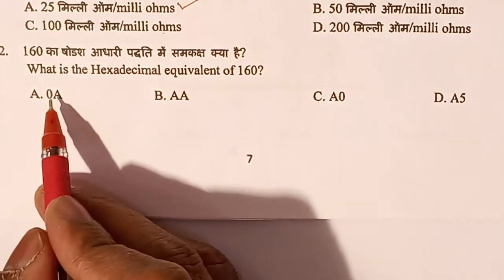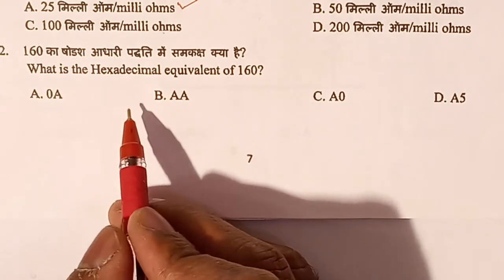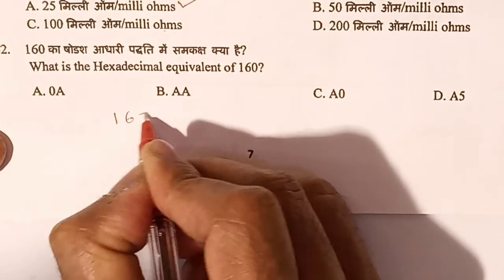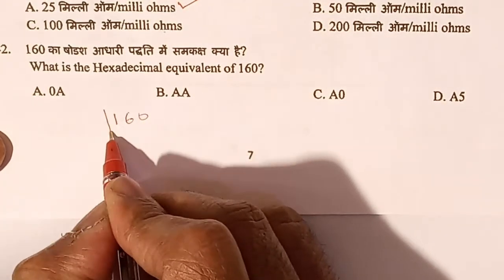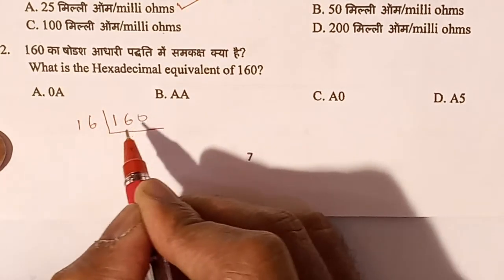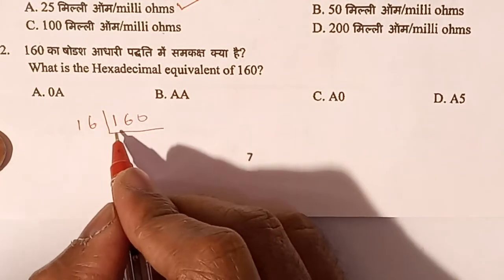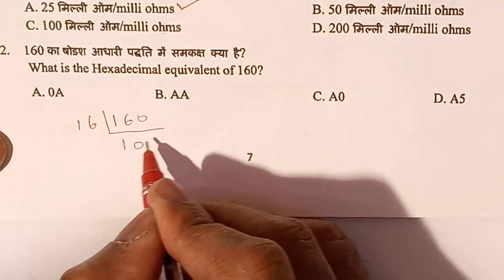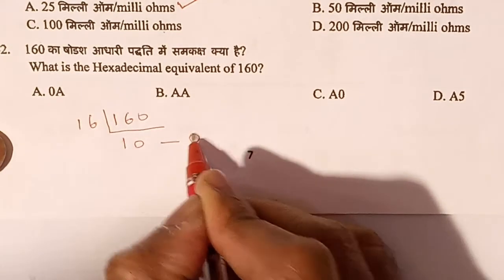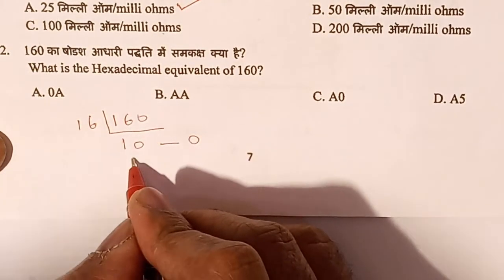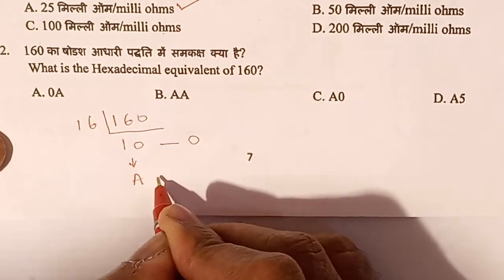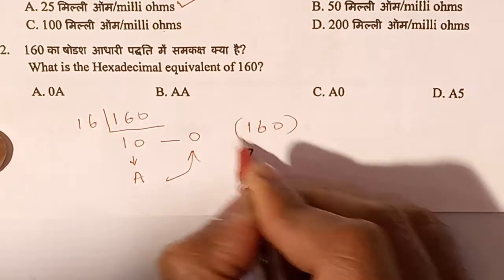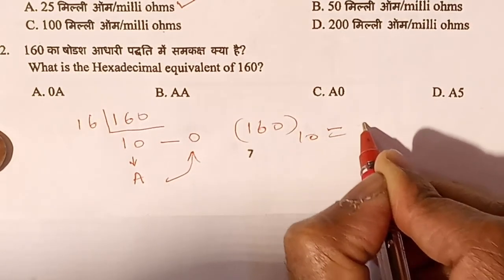Question number 42. What is the hexadecimal equivalent of 160? So 160 is the decimal number. If we divide this by 16, we should get the equivalent hexadecimal. It is 10 times; 10 16s are 160. The remainder is 0. So in hex, 10 equal to A. So going like this, 160 in decimal is 10 and 0, that is A0.